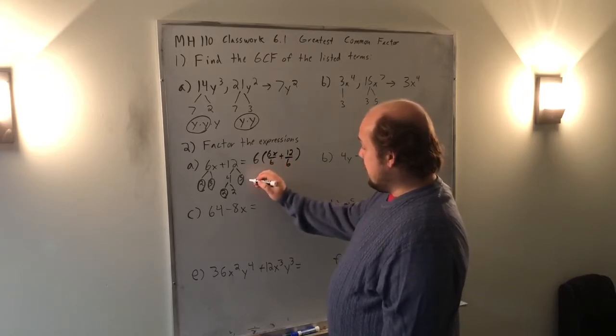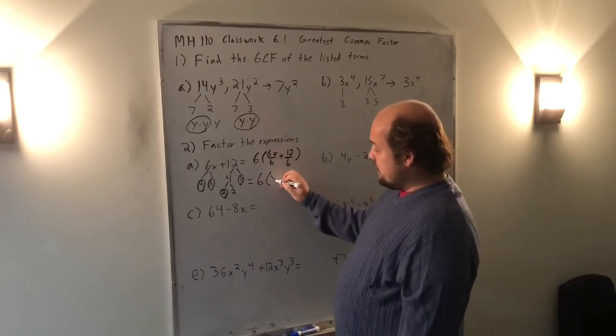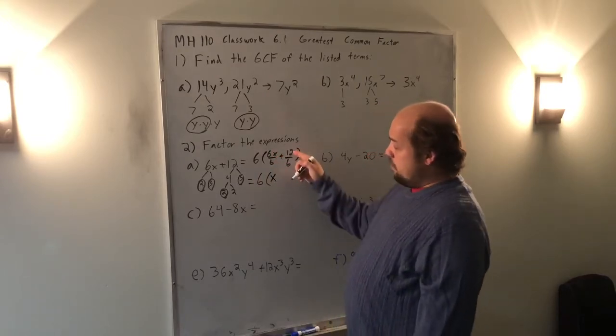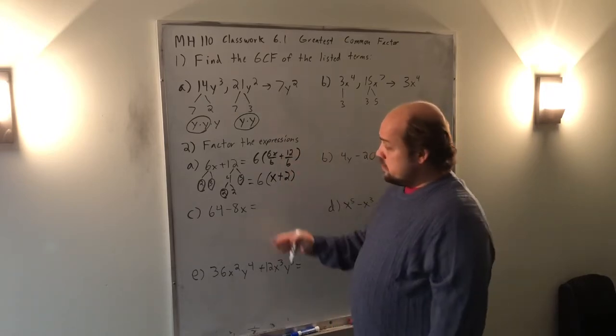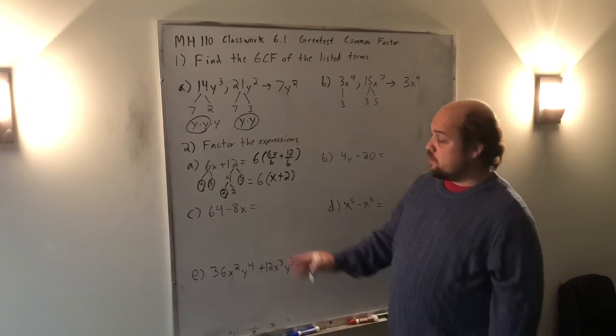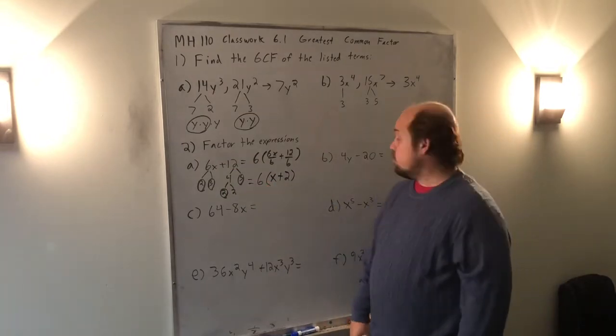So next line down, this 6 is still outside. 6x divided by 6 just leaves me with x. Positive 12 divided by 6 leaves me with positive 2. So the factored form of 6x plus 12 should be 6 parentheses x plus 2.